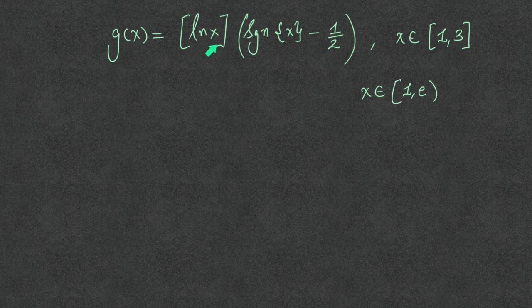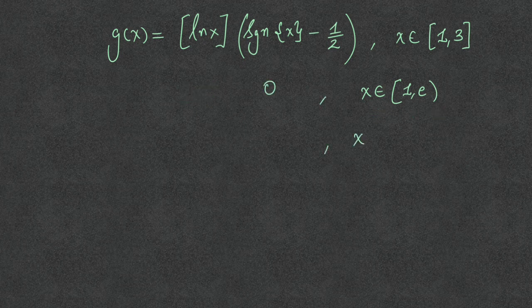For x equal to 1, this log becomes log of 1, and log 1 is 0. 0 into anything is 0. For any other value greater than 1 up to e, the log becomes 0 positive, and the greatest integer of 0 positive is again 0. So 0 into anything is 0. So overall the function becomes 0 for this interval.